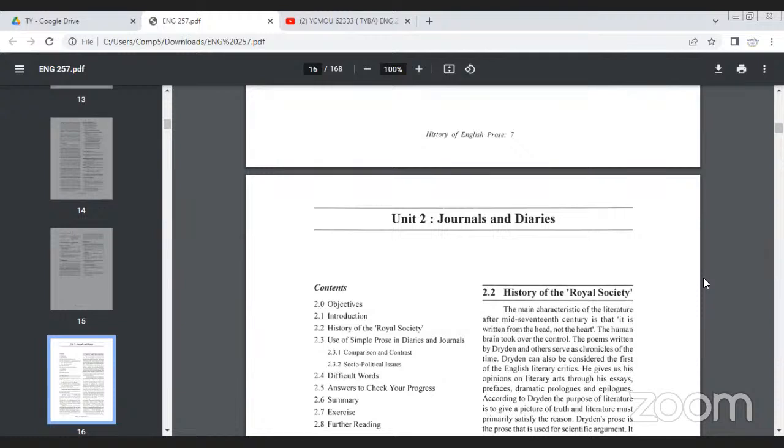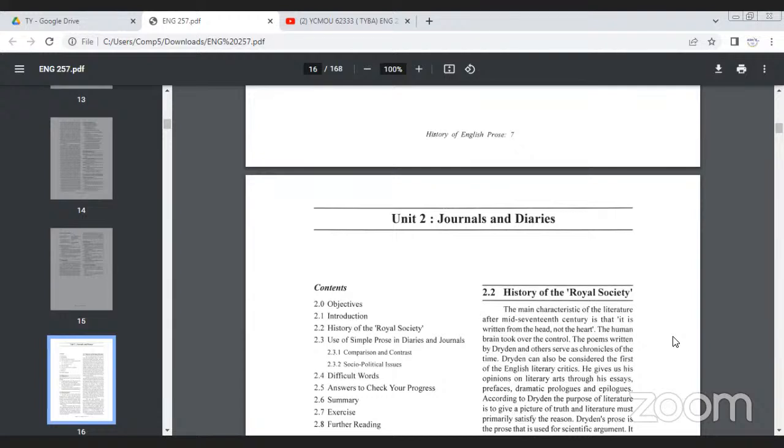Journals and diaries, history of the Royal Society. The main characteristic of the literature after the mid 17th century is that it is written from the head, not the heart. The human brain took over the control.